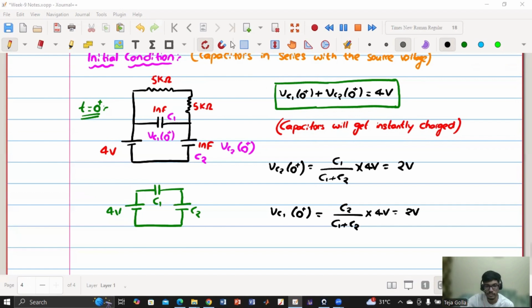In that particular case, when we calculate the initial value, the resistor will not be shown, and in the final case the capacitor will not be shown. Yes, you are right.